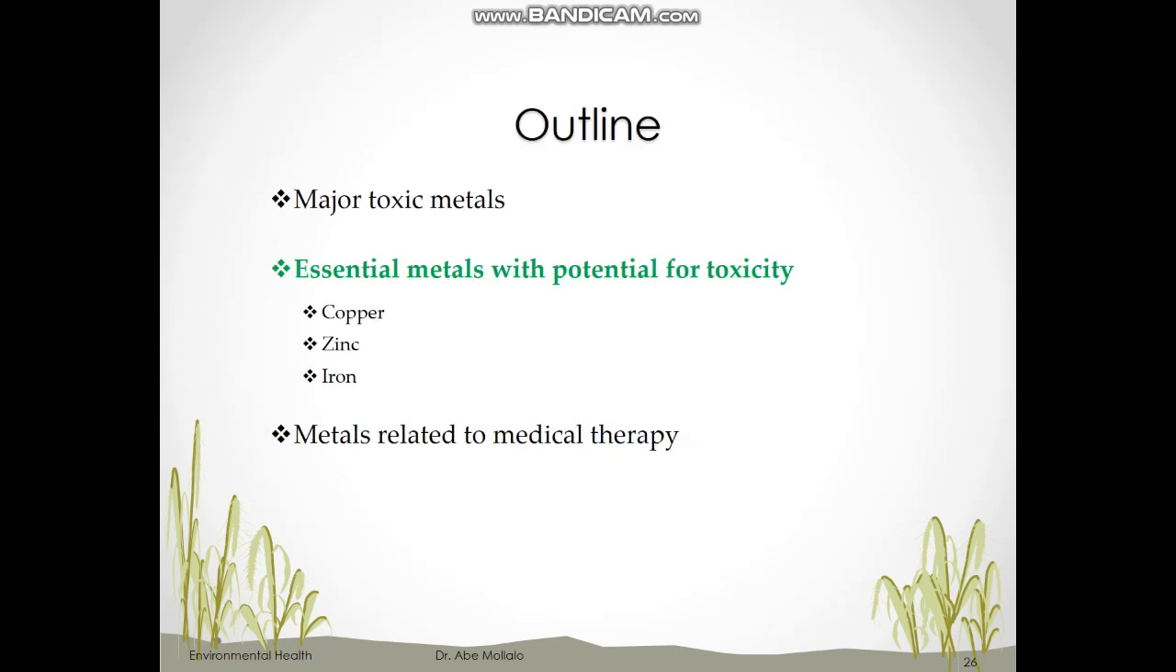Now let's move on to the next group of metals, which are called trace metals. Trace metals are essential for our life at low levels, but at high levels can be toxic. Examples of trace metals are copper, zinc, and iron.